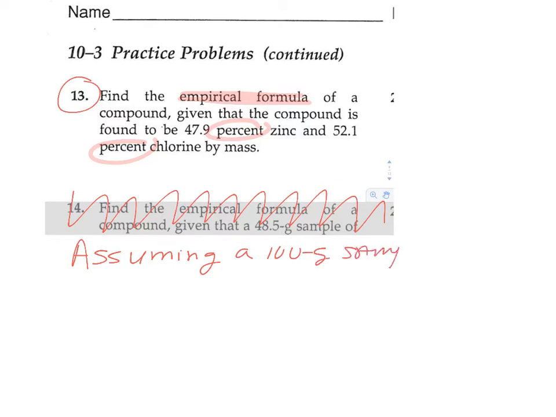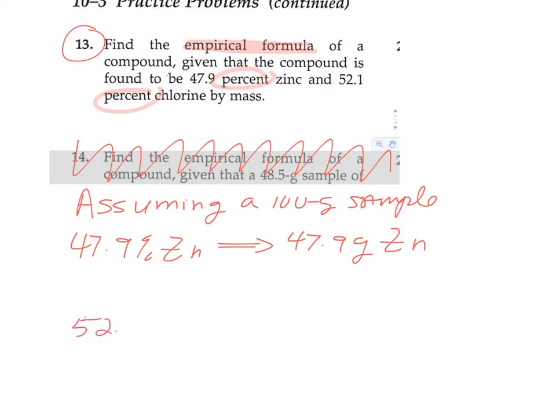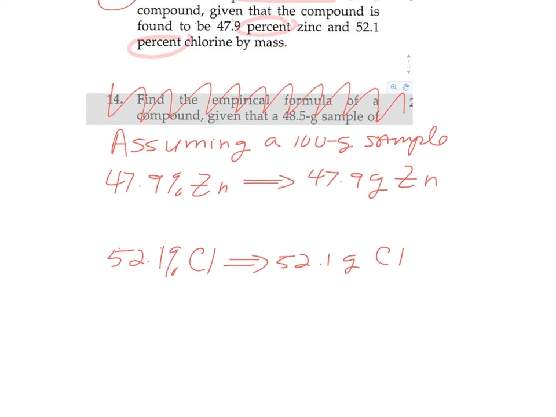That's very clever because if you assume 100 grams, then 47.9% zinc becomes 47.9 grams of zinc, and 52.1% chlorine becomes 52.1 grams of chlorine in a 100-gram sample. So the very first thing we're going to do is change the grams of zinc into moles of zinc and the grams of chlorine into moles of chlorine.